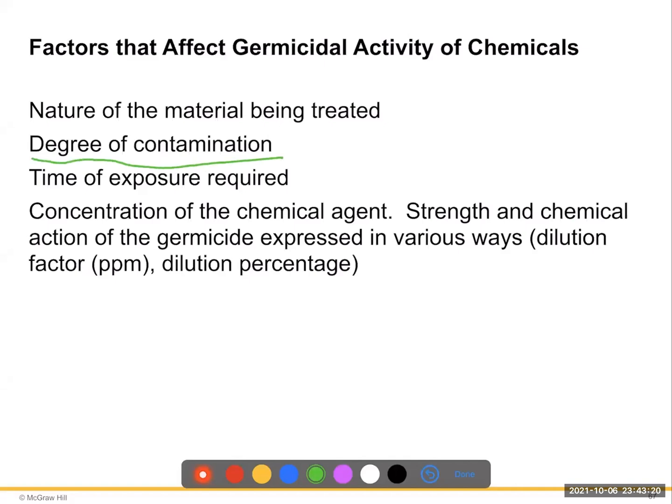Okay, the time of exposure required. We talked about it a little bit last time, how much time is required and what the temperature is, which determines the time of exposure to create the desired effect. The concentration of the chemical agent is how strong it is, the strength and chemical action of the germicide. It's usually expressed as a dilution factor in ppm, which is parts per million, how many parts there are per million of the solvent.